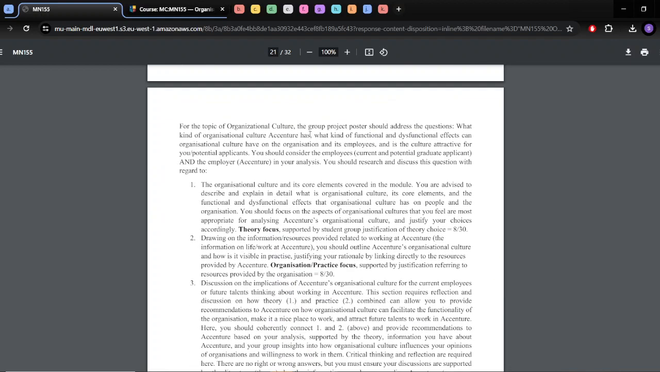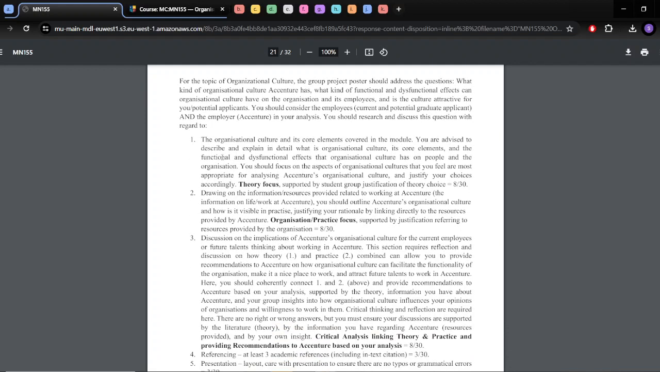It says, for the topic of organizational culture, the group project poster should address the questions: what kind of organizational culture does Accenture have? What kind of functional and dysfunctional effects can organizational culture have on the organization and its employees? And is the culture attractive for you or potential applicants? You should consider the employees, current and potential graduate applicants, and employer Accenture in your analysis. You should research and discuss this question with regard to the organizational culture and its core elements covered in the module.